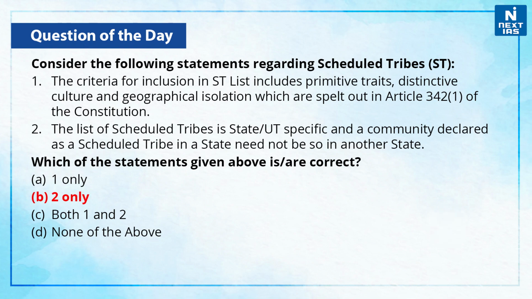Now here, the first statement is wrong. That is, the criteria for inclusion in the ST list are not spelled out in the Constitution but have become well established. But the second statement is correct. That is, the list of Scheduled Tribes is state and union territory specific. So, the correct answer is option B. That is, only the second statement is correct.